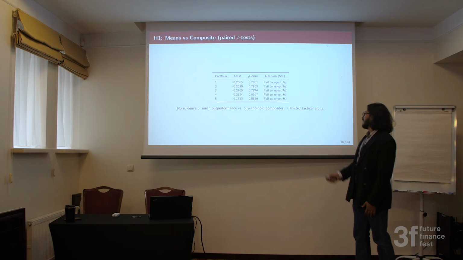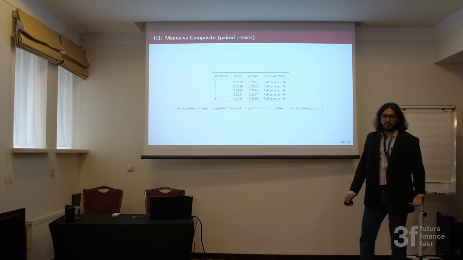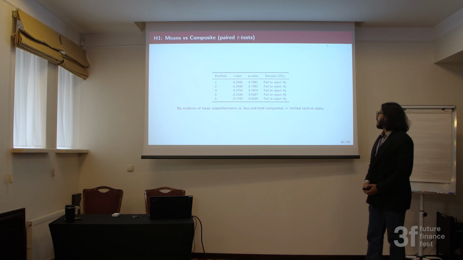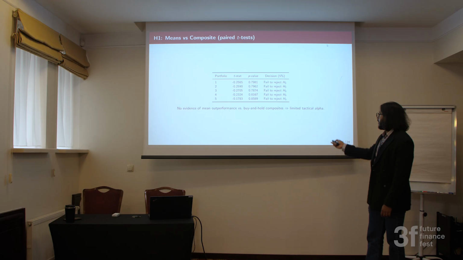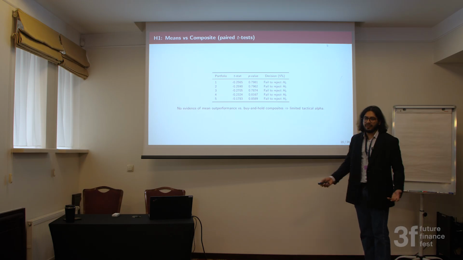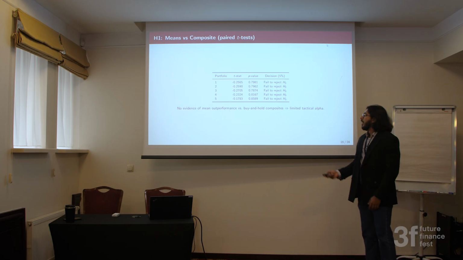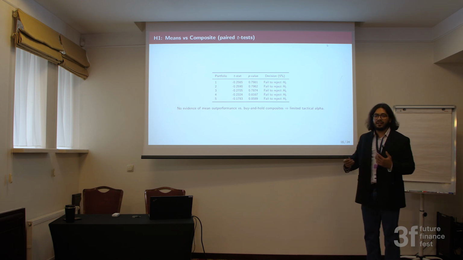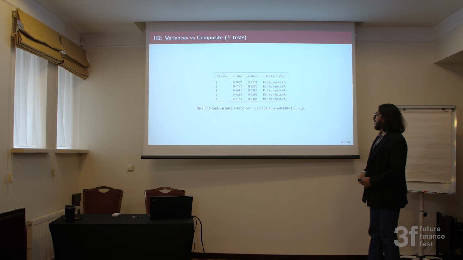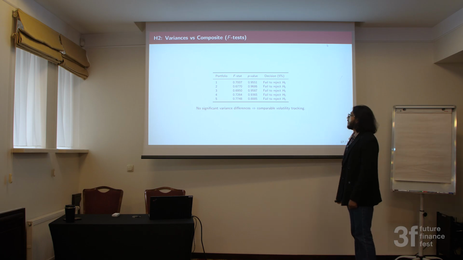So the result is basically there is no outperformance. There's no evidence of the outperformance of the robo-advisors on a buy and hold composite basis, which leads to limited tactical alpha, if we want to put it that way. I don't know if that is the right word, but yes, there is no tactical rebalancing that makes a better outcome than if I had just bought those same shares with those same initial fixed weights and not touched them at all, right? And there's no significant variance difference as well.